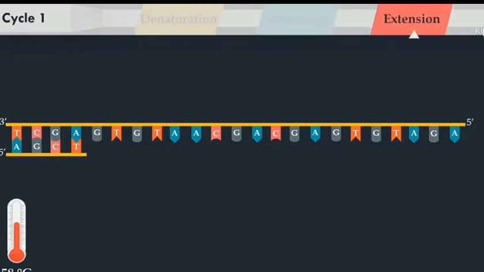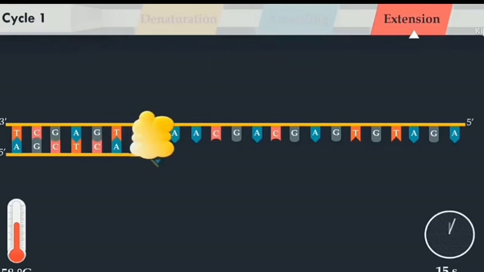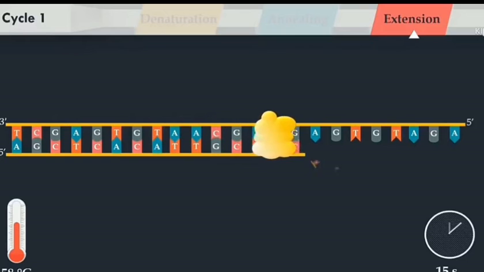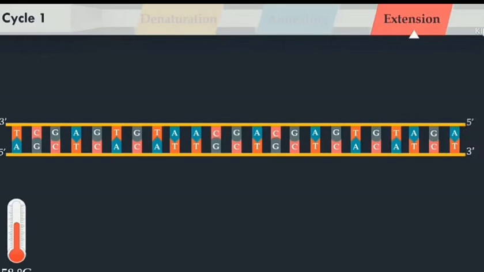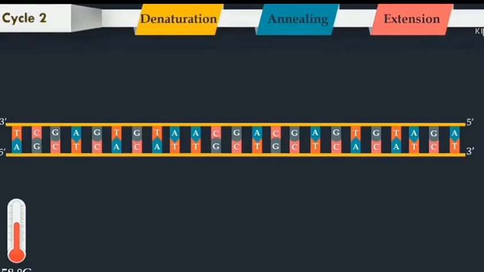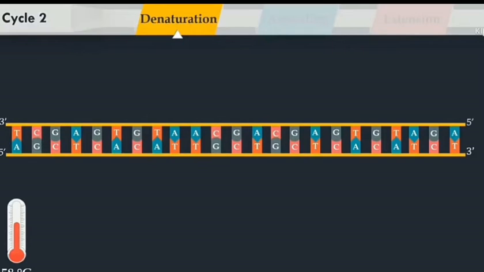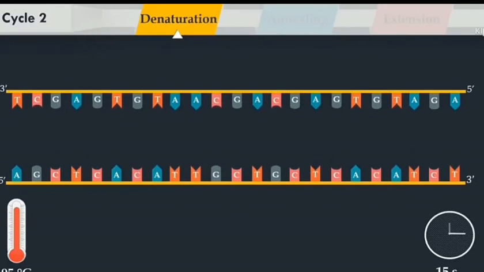In the extension step, the DNA polymerase synthesizes a new DNA strand complementary to the DNA template strand by adding free nucleotides from the reaction mixture that are complementary to the template in the 5' to 3' direction. After the first cycle, the double-stranded DNA target is obtained. Then the denaturation of this double-stranded DNA is performed, yielding 2 single-stranded DNA molecules.